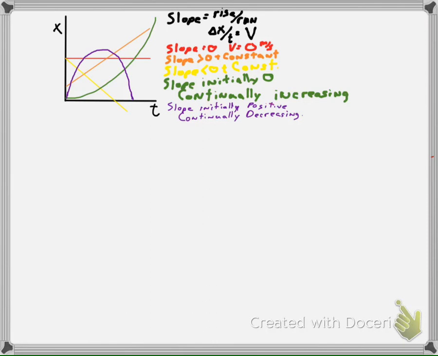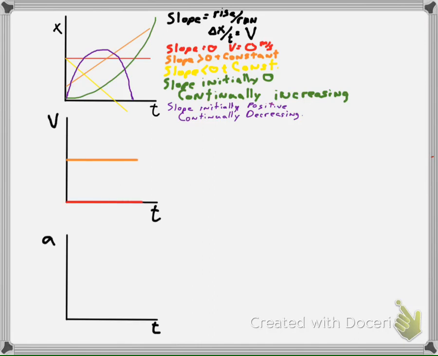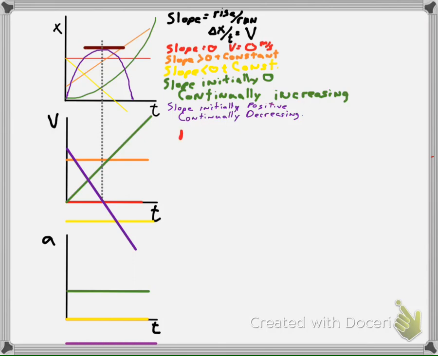Slope is equal to velocity, so we'll make a velocity time graph and an acceleration time graph. And on velocity time, you'll see that red has 0 velocity. Orange has a positive velocity that's constant, and yellow has a negative constant velocity. And purple starts with a positive velocity, and where the line goes horizontal, the velocity is 0, and then it gets more and more negative.